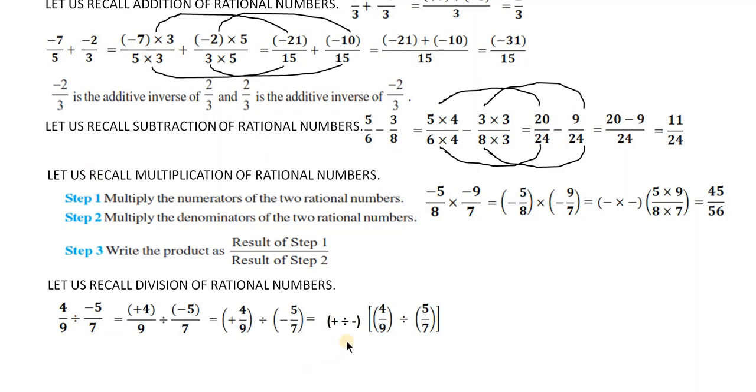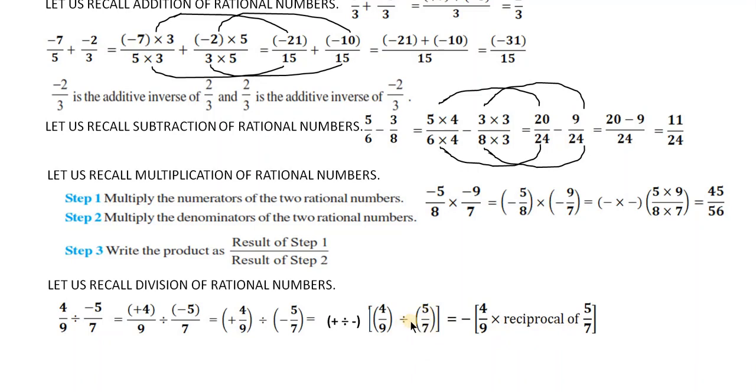So I amended it. There was a little mistake here. Positive divided by negative, 4 by 9 and 5 by 7. I am not writing this minus again here because that minus has come already here. So 5 by 7 is the magnitude. When you divide positive by negative, the result is negative. So 4 by 9, this division needs to be converted into a multiplication problem, and as you know, it is multiplied by the reciprocal of 5 by 7.